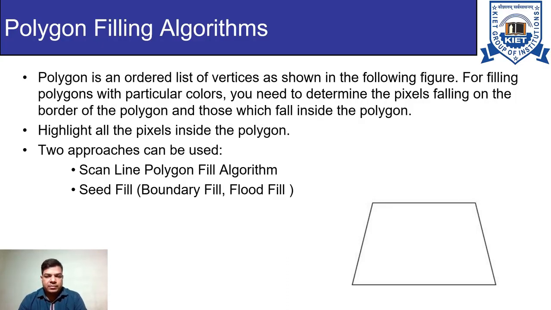So for example, if you want to fill this polygon, then certainly we have to identify all those pixels which are lying inside this area. And if we are able to activate all those pixels which are lying in this area, then we can say that we have filled this polygon. That means we have to highlight all the pixels inside the polygon.